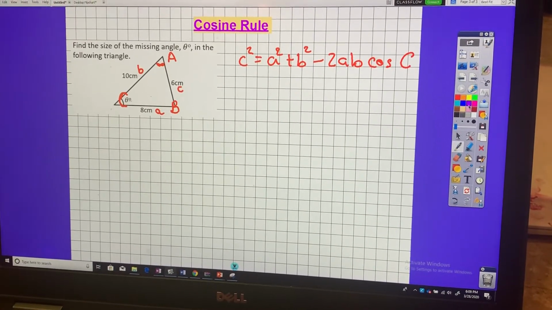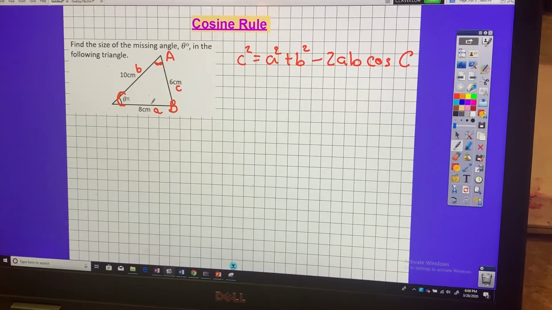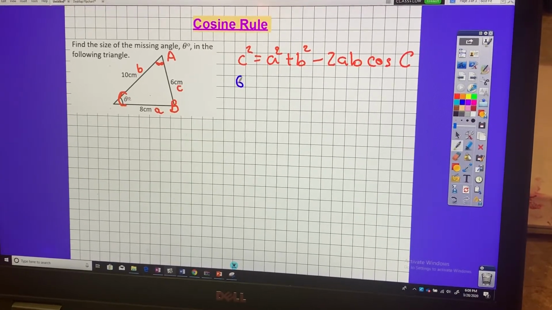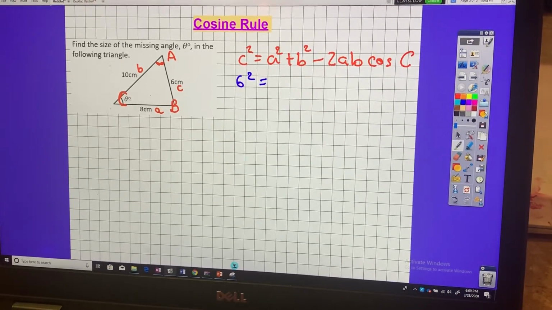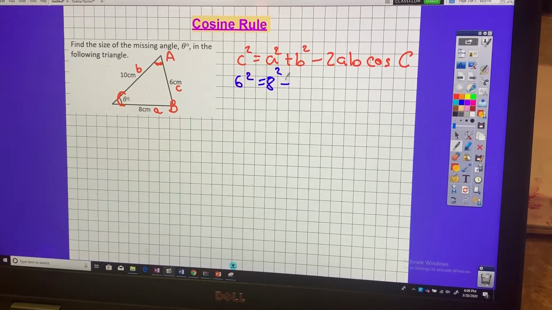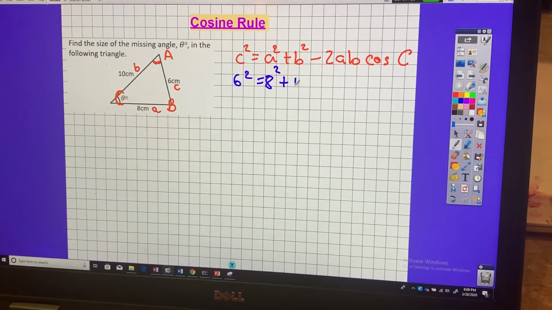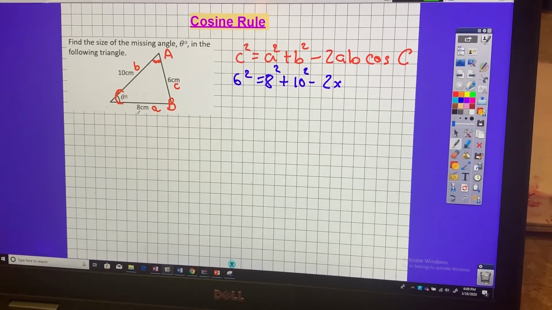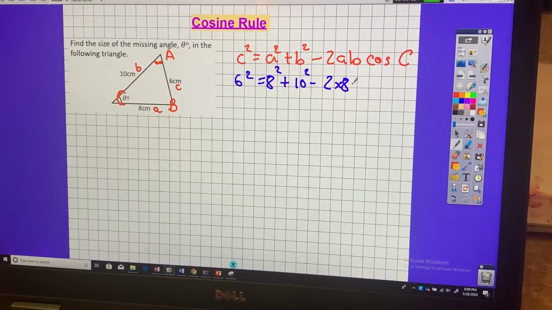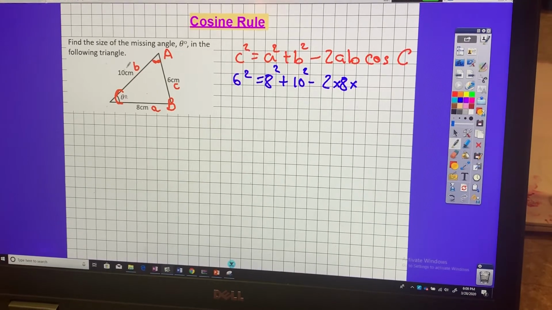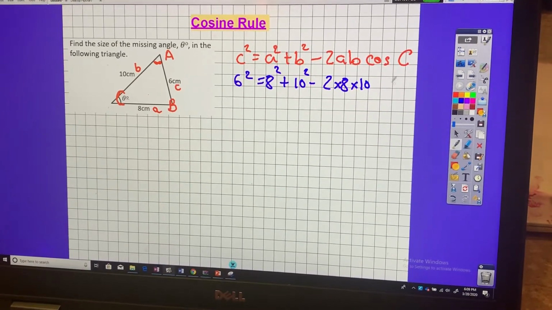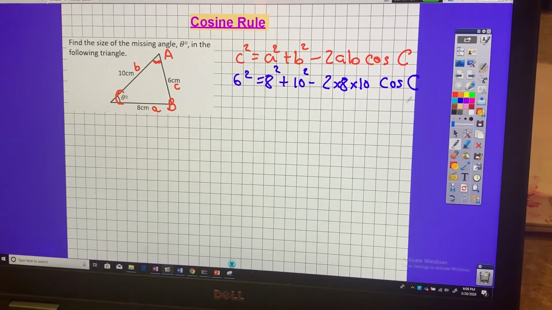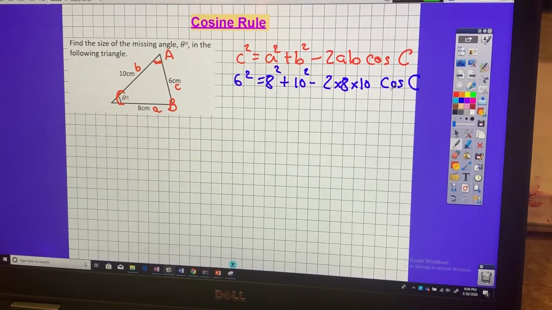So I'm now going to do what? I'm actually just going to be subbing in my values. C squared is 6 squared. A squared is 8 squared. B squared is 10 squared. Minus 2 times A, which is 8, B, which is 10. Cos C, or cos theta, whatever you like.